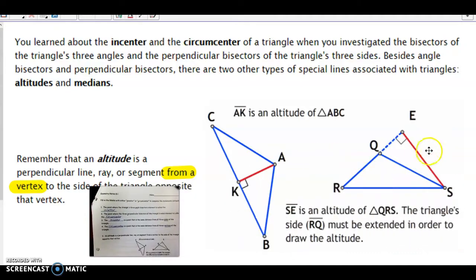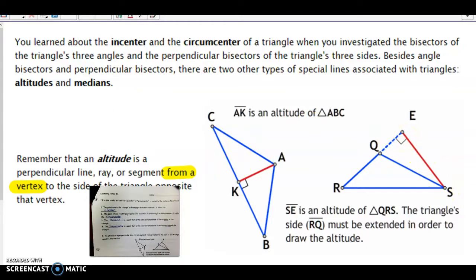An altitude can be outside the triangle. So for instance, this triangle is an obtuse triangle. If I try to draw the altitude from vertex S that's perpendicular to the opposite side, I couldn't do so and stay inside the triangle. I would have to extend out that side in order to create that 90-degree relationship. So in this case, altitude SE is outside the triangle, but it still starts at the vertex and it's perpendicular to the opposite side.